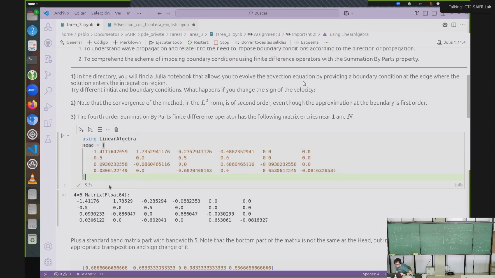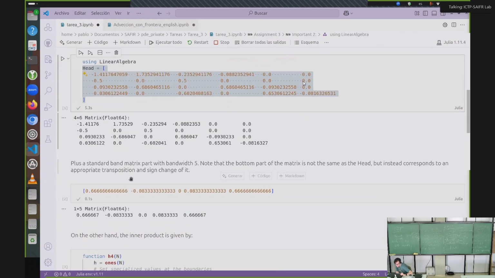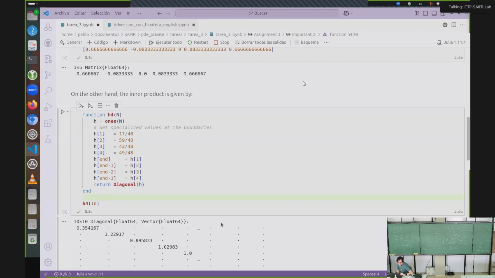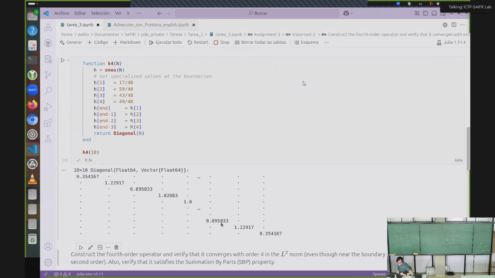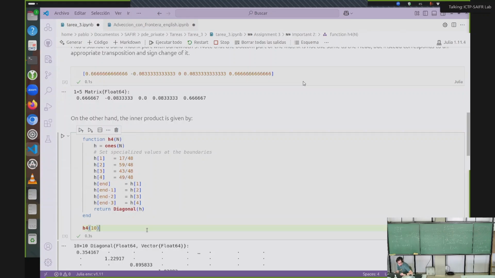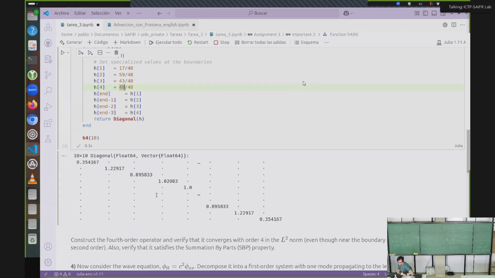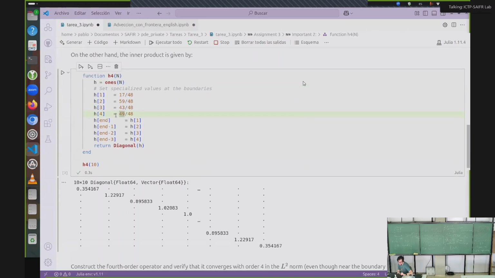So we are giving you the coefficients of the derivative at the extremes. We are giving you the central scheme, also the second order central scheme which you already know. And here we are giving you also the matrix to do the internal product, right? So the matrix will also be ones, but instead of being 1/2 and 1/2, it will have all these values here before.